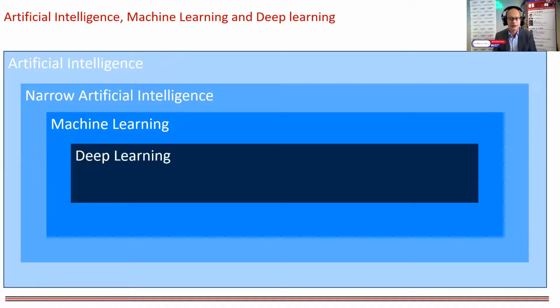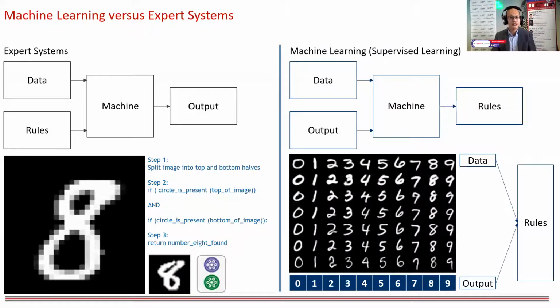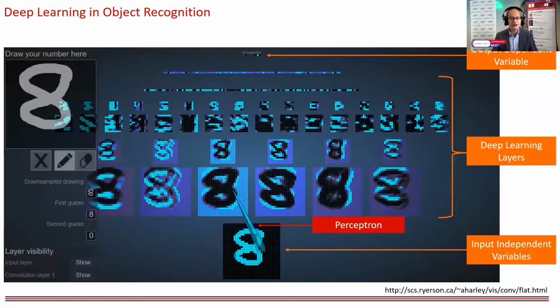Let's try to illustrate what deep learning is in today's context with a sample application. Okay, so recall that we had this application at the very beginning where we have expert systems and a machine learning supervised learning technique. If we look into this in the deep learning context, this is an example of what we see. At the very top left corner, I have drawn a number 8 there. If you go a little bit down below, you can see the first guess and the second guess. What this means is that the first guess of my machine learning model is number 8, and the second guess is the number 0.